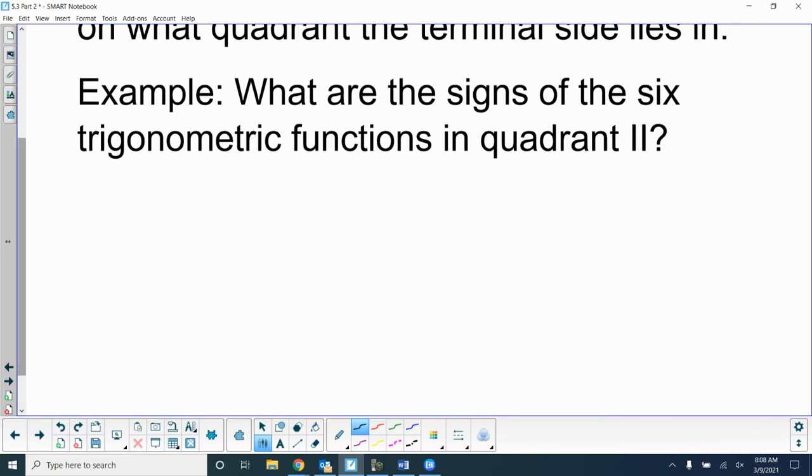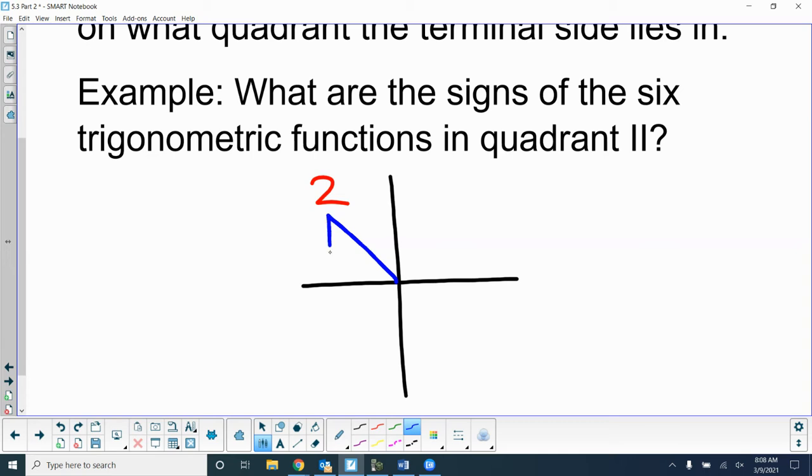All right? So where's quadrant 2? Right there, right? So my picture, my terminal side goes straight back to the x-axis for your right angle. Theta is always back here by the origin. That's my point of reference. That's why they call it the reference angle. This x value is negative. This y value is positive. The hypotenuse is always positive, right?